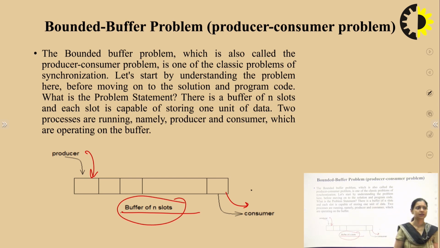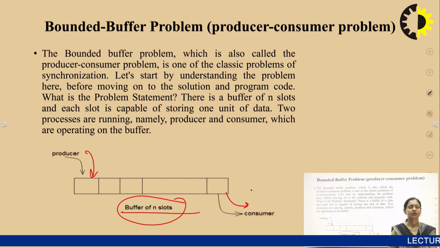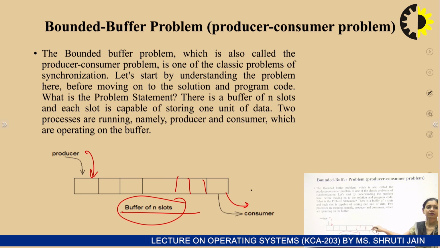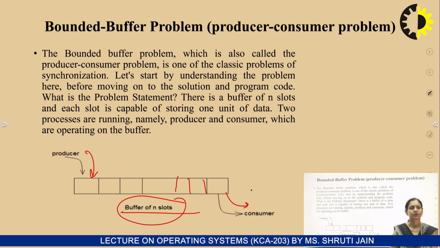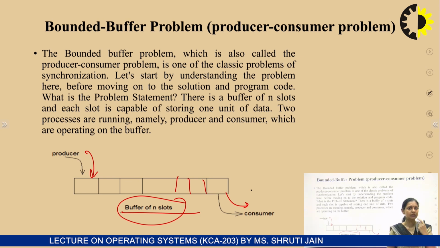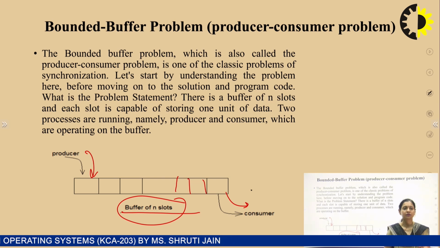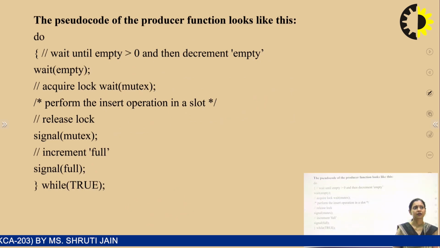Now the problem here is that the producer and the consumer cannot produce and consume at the same time. So we need to check that when a producer is producing an item, the consumer does not consume that item. The second thing is the producer can only produce an item when there is an empty slot in this buffer. If the buffer is already full, then the producer cannot produce an item. Similarly, the consumer will consume an item only if there is at least one element in the buffer. If the buffer is empty, the consumer cannot consume any item.